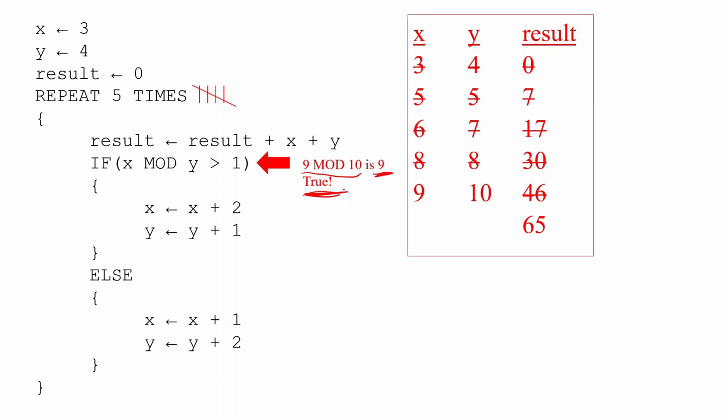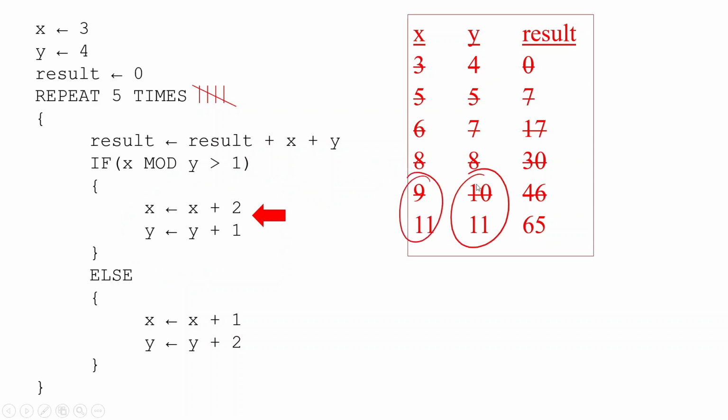This is a true statement, which means that these 2 lines of code are going to run here. So X gets 2 added to it, Y gets 1 added to it. I skip the else. I've reached the end of my loop, and I went through 5 times. So because I went through 5 times and I've reached the end of my loop, I am finished. The values of X, Y, and result, 11, 11, 65. And that's the repeat n times. Pretty straightforward. You repeat a set number of times.